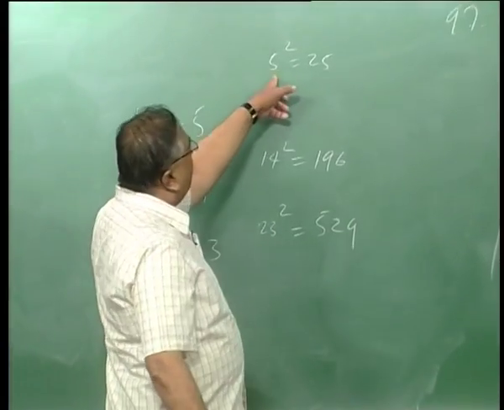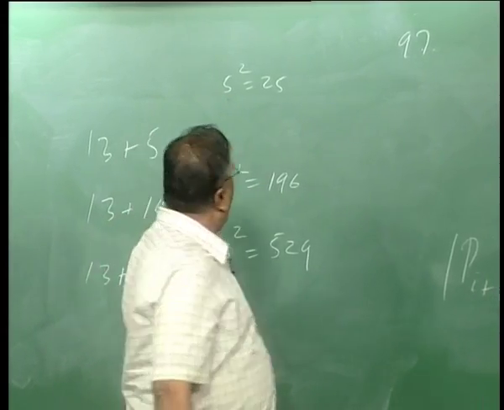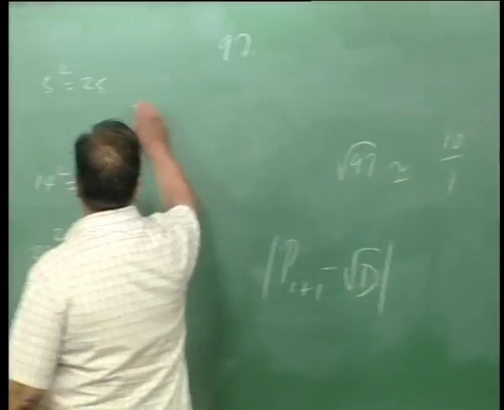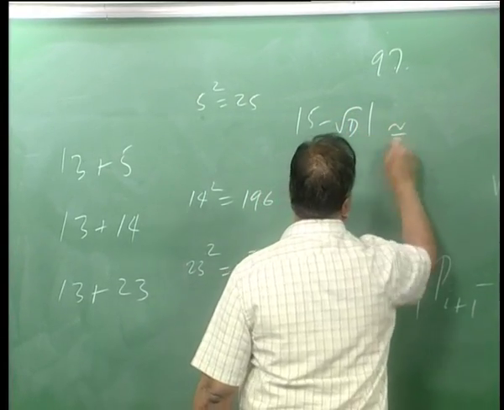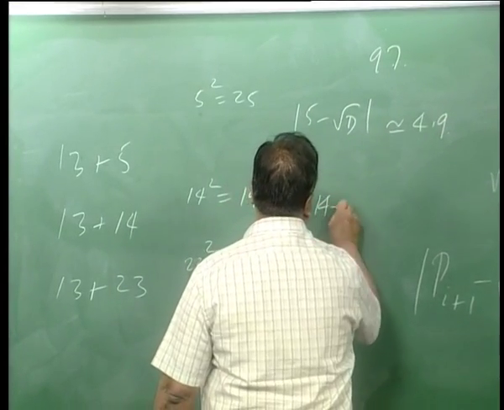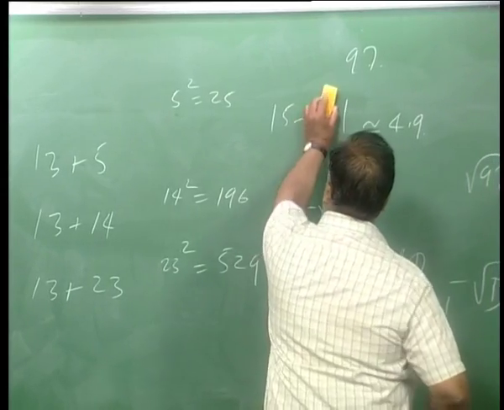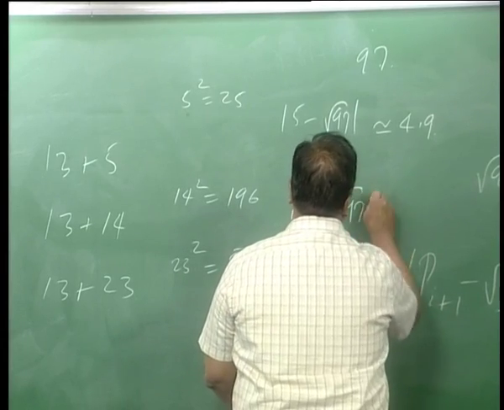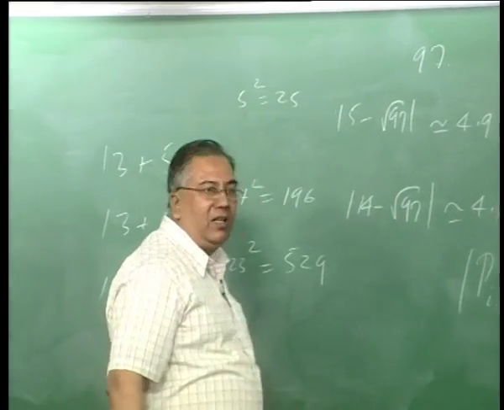In this situation, if you take 5, root 97 is of the order of, we have seen, 9.85. So mod 5 minus root d is of the order of 4.9. Mod 14 minus root d, let us write it exactly. What is this? It is of the order of 4.1. But at this point we haven't reached there, isn't it?